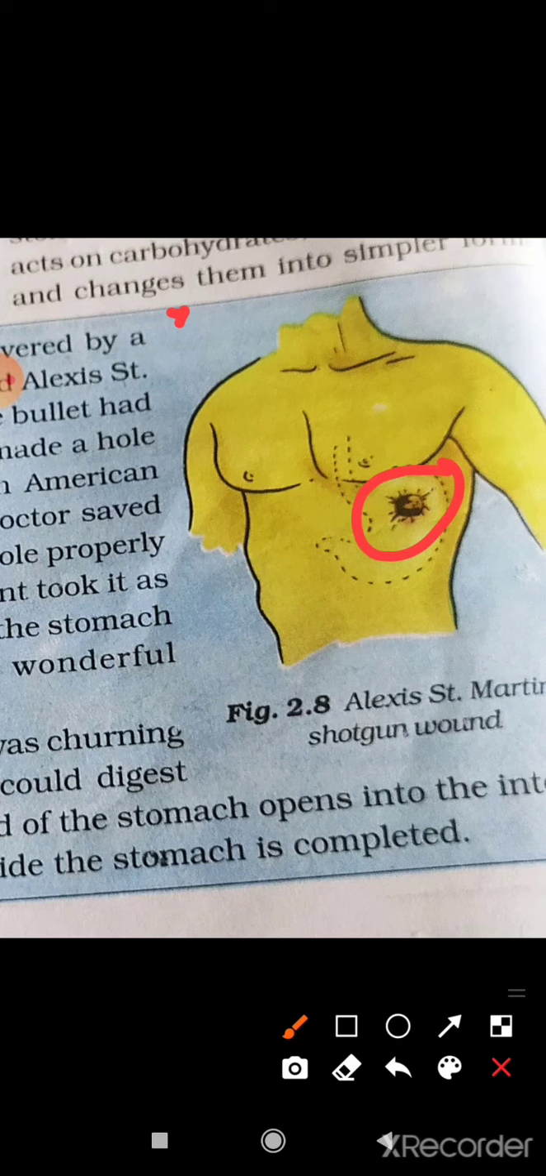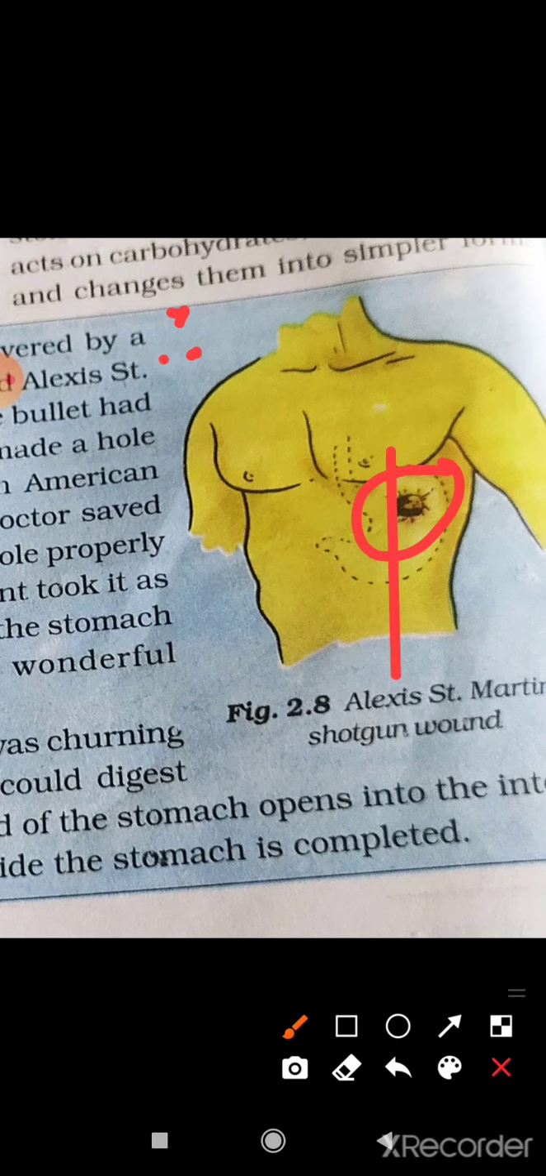So what were the observations? By seeing inside the stomach through the hole, Beaumont found that the stomach was churning the food, and its walls secrete a fluid which could digest the food. And third one, he also observed that the end of the stomach opens into the intestine only after the digestion of the food inside the stomach is completed. Means there were 3 observations.